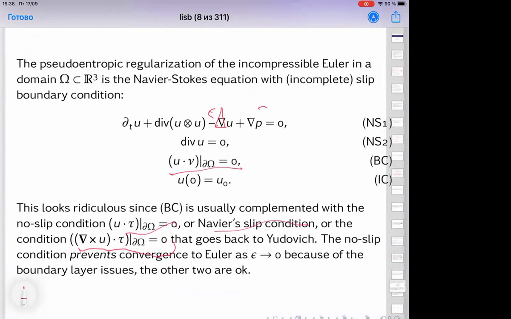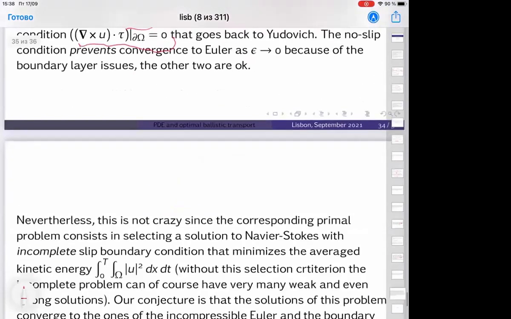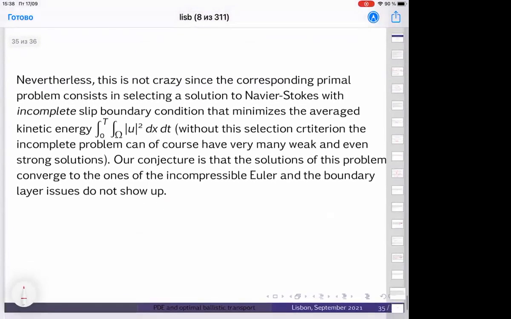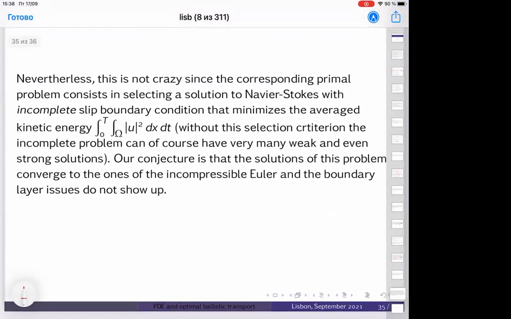So you will select something. I don't know what. Of course, this problem, I didn't try to solve it, but you can formulate the dual problem, and the dual problem I think is already solvable. And so our conjecture here is that the solutions of this problem would converge to the Euler, at least at the level of primal or dual problem, but even at the level of the primal problem, it's plausible because I don't think the boundary layer will show up.